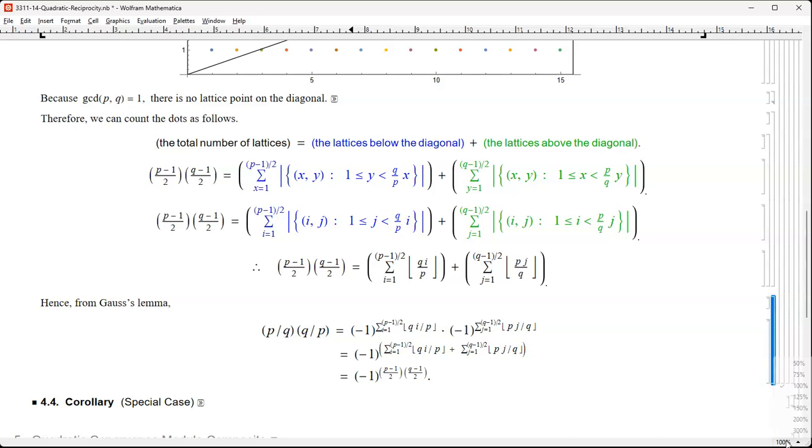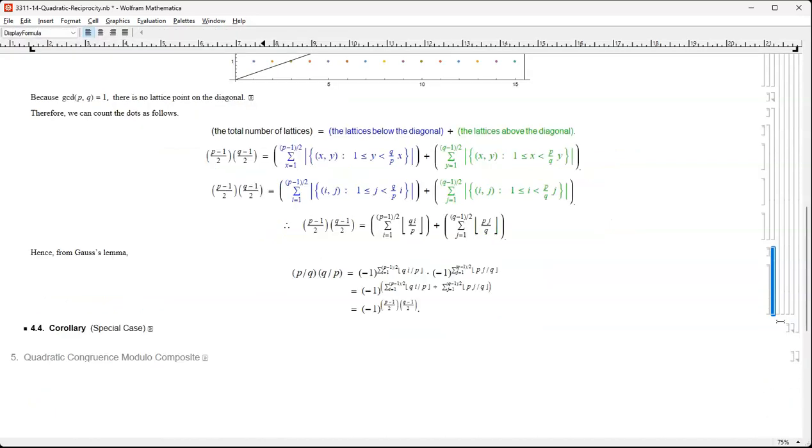Oh, I need bigger font. Definitely need bigger font. Oh, I got worse. Sorry about that.